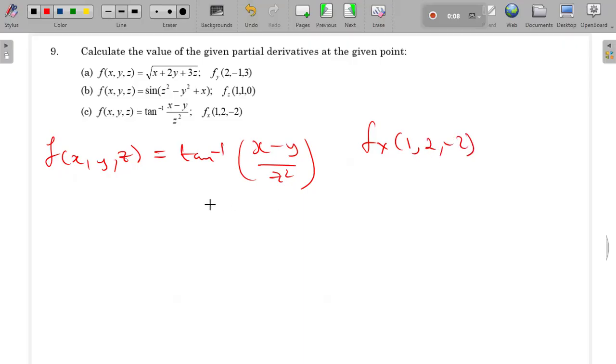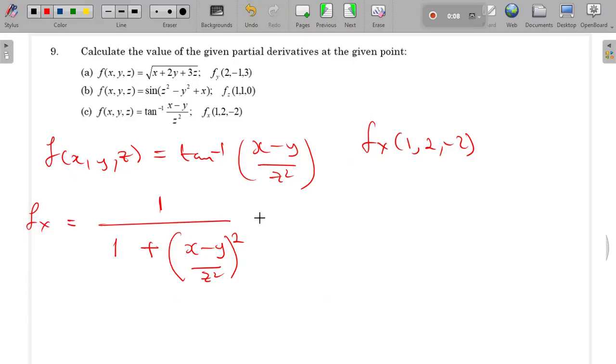So how are you going to do this one? We first find f sub x. We see it's tan inverse, so this is going to be 1 over 1 plus the square of the argument. On top, I thought that differentiating with respect to x I just get 1, so I have 1 over 1 plus, then I square this: x minus y over z squared, and I square the whole thing.